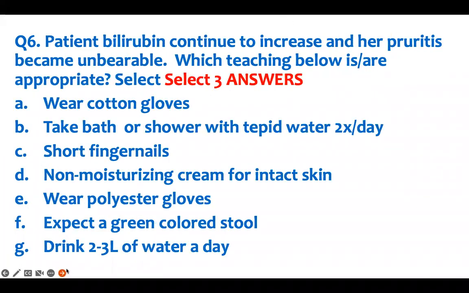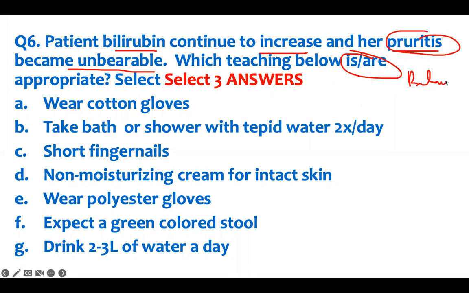And then finally, they said what? Patient bilirubin continued to increase, and pruritus became unbearable. Can't take it anymore. Which teaching below is appropriate? So now you're treating the pruritus due to increasing bilirubin. That's the side effect. The idea is to prevent them from getting infection of the skin because they have liver disease. They cannot heal.